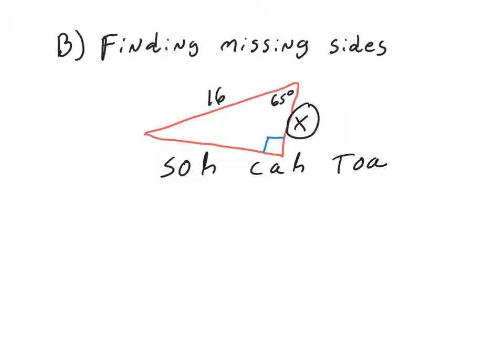Because first we have to figure out which of these we are going to use, the sine, the cosine, or the tangent. And what I want to do even before I do that, first I'm going to move this kind of out of the way. Let's move it up here. So we have SOHCAHTOA.